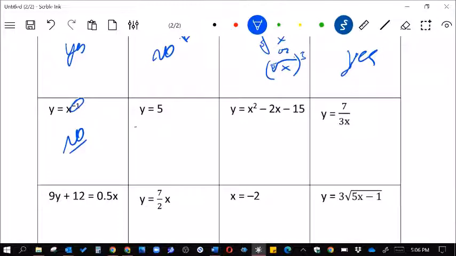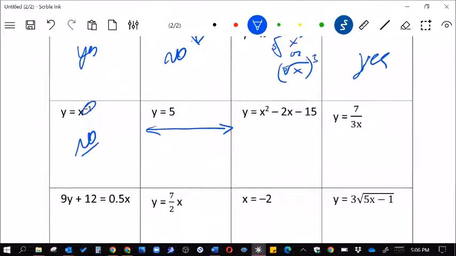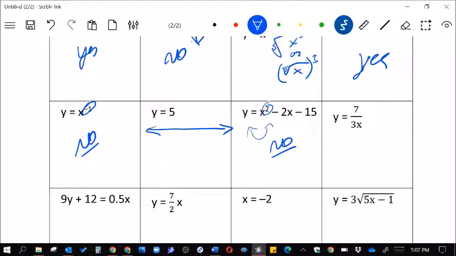Okay, now this one, interesting. The y goes forever both ways. And in this case, then, it's a straight horizontal line, so it could be considered linear also. All right, now here, this one has an exponent of 2. It's going to be a parabola, something like that, and that's a no.